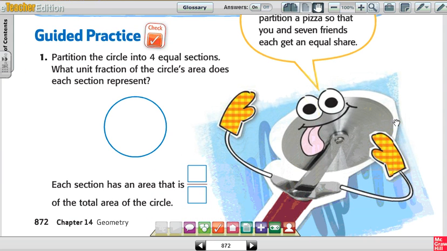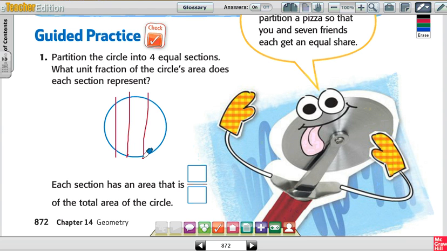Let's do this one together. It says partition the circle into 4 equal parts. Let me ask you this. Are those sections equal? Now this section's smaller than that section. No. First, I'm going to divide it in half like this, and then I'm going to divide it across like this, the best you can. That's roughly about equal.